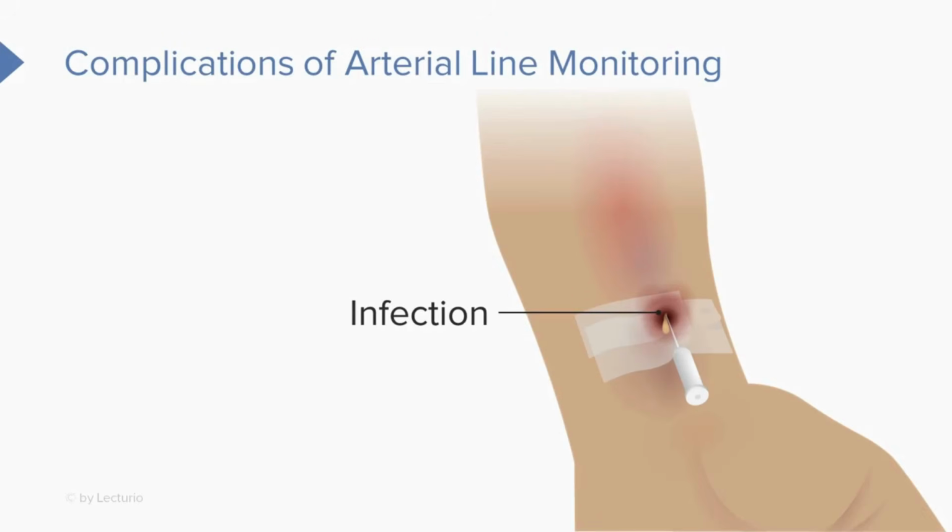The next complication is infection. This is more rare than a central line infection, but it is a complication. We want to make sure that the dressing is clean and dry, or change it when it becomes saturated. Make sure that this area is as sterile as possible.